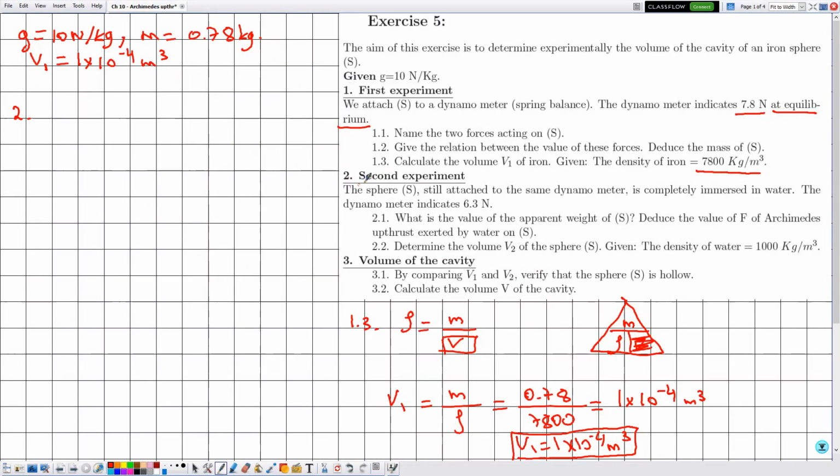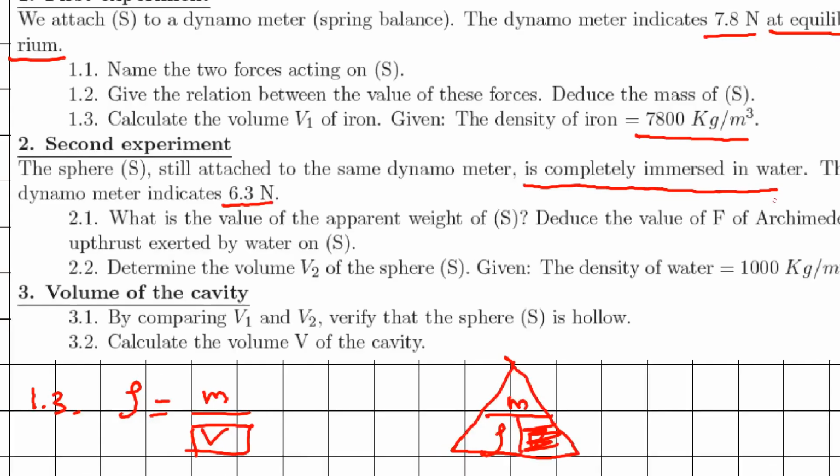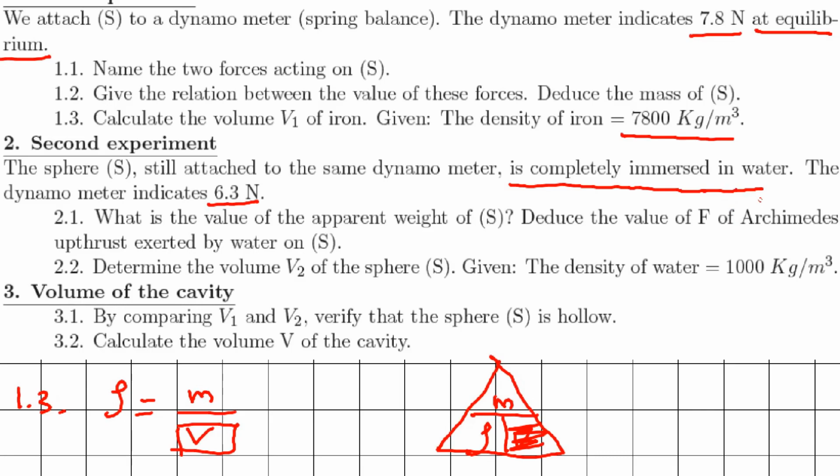Okay, now the sphere S is still attached to the same dynamometer, and is completely immersed in water. So here this is important, it's completely immersed in water. The dynamometer indicates 6.3 newtons. Now 2.1, what is the value of the apparent weight of S? Now, always the dynamometer or the spring balance measures weight. So it will either measure the real weight or the apparent weight. Here, because it's completely immersed in water, it will measure the apparent weight. For sure it is at equilibrium.